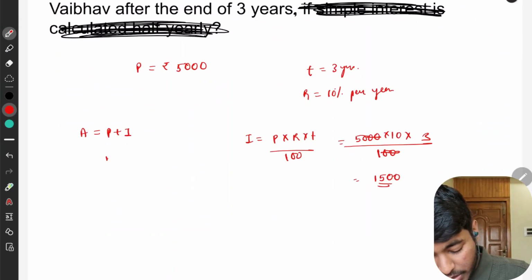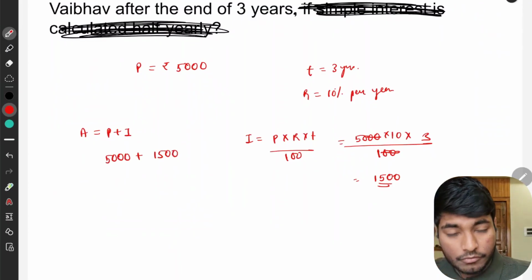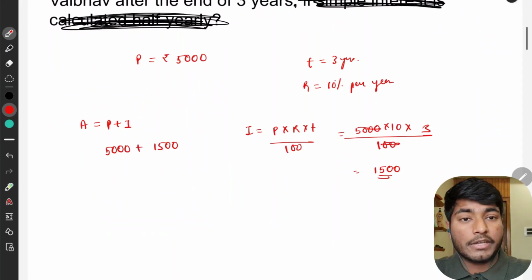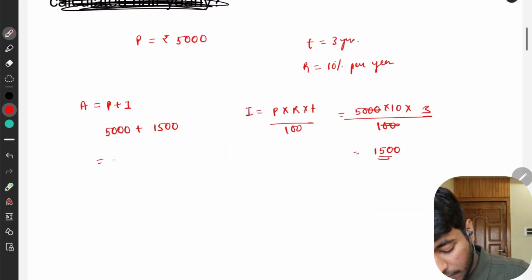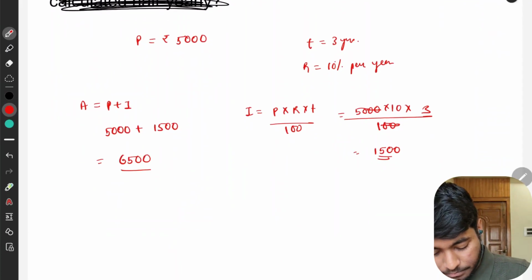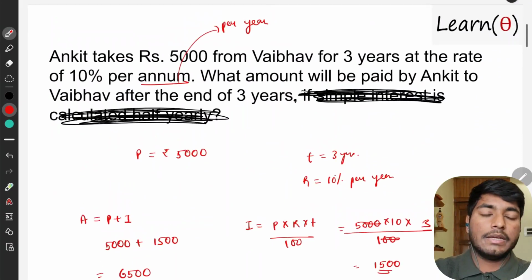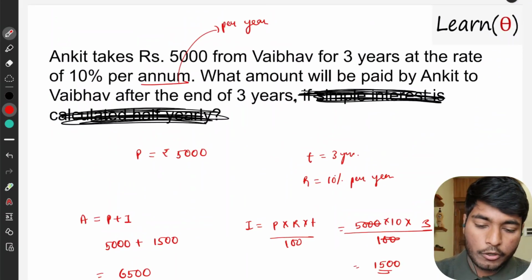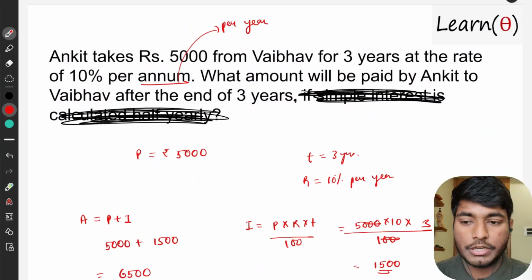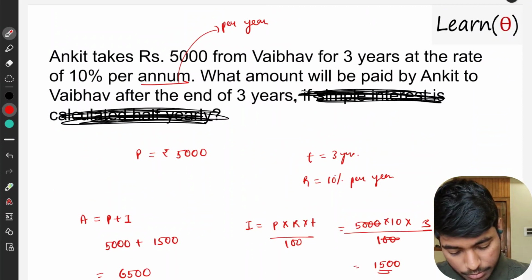So what is the principal money? Principal money is 5,000. What is the interest? At the end of 3 years, I will pay 1,500 extra as the interest. So that will be equal to 6,500. Okay, I hope that's clear. Is this clear, guys? I hope you got to understand how to solve this kind of question. These are the typical questions that are asked on simple interest.